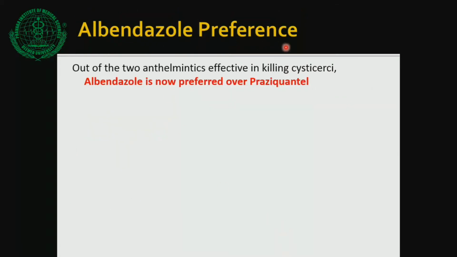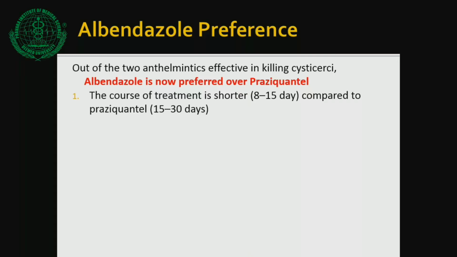Now, why Albendazole is preferred over the Praziquantel? Both are effective in killing the cysticerci, but Albendazole is preferred over the Praziquantel. There are 4 reasons. First, course of treatment with Albendazole is short, usually 8 to 15 days compared to Praziquantel course, that is 15 to 30 days.